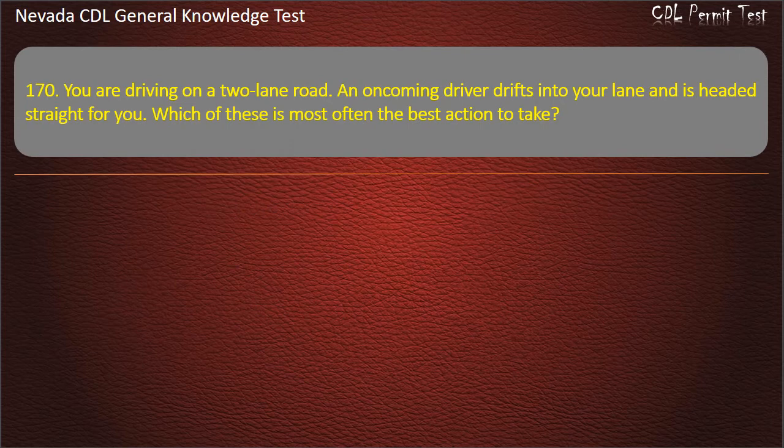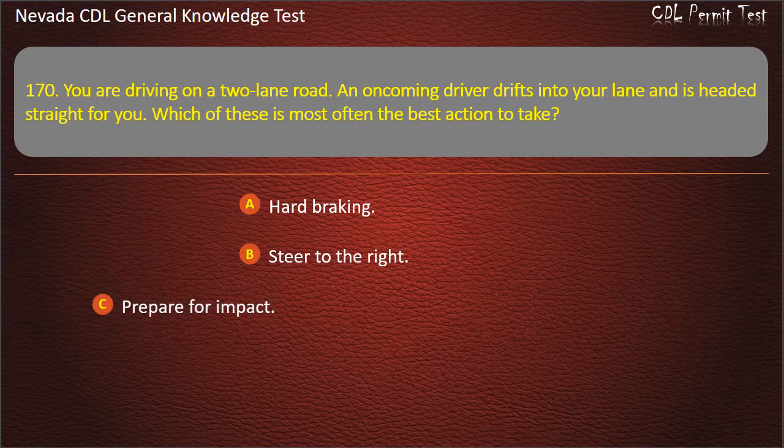Question 170. You are driving on a two-lane road. An oncoming driver drifts into your lane and is headed straight for you. Which of these is most often the best action to take? Hard braking. Steer to the right. Prepare for impact. Answer. Steer to the right.